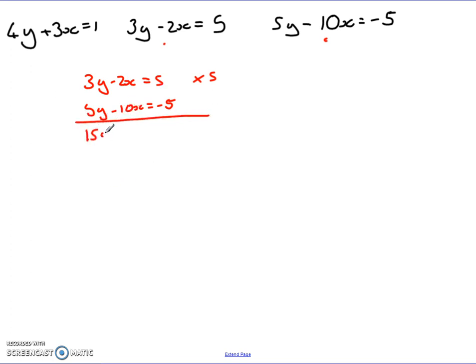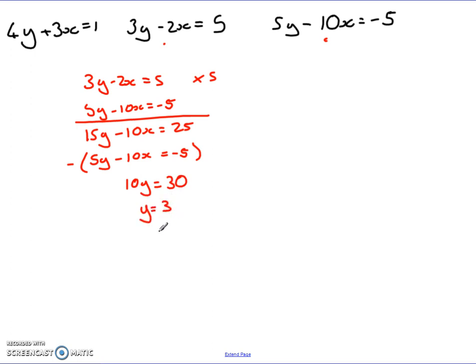Whole top one multiplied by 5 gives me 15y minus 10x equals 25. Bottom one stays the same, 5y, take away 10x equals negative 5. I've then got to do something with the equations to get rid of bits. Well, I've got negative 10x and I've got a negative there. The signs are the same, so I subtract. Negative 10x, take away minus 10x. Negative 10x plus 10x is nothing. That vanishes, great. 15y take away 5y gives me 10y. And 25 take away negative 5, minus minus becomes a plus. 25 plus 5 gives me 30. 10y is 30. I know that y is equal to 3.